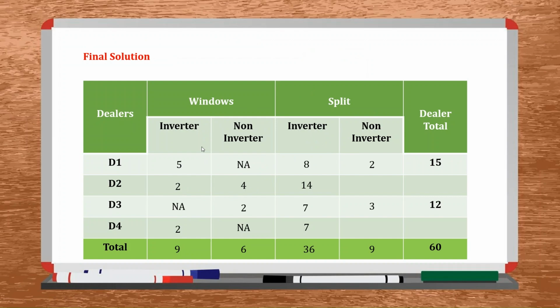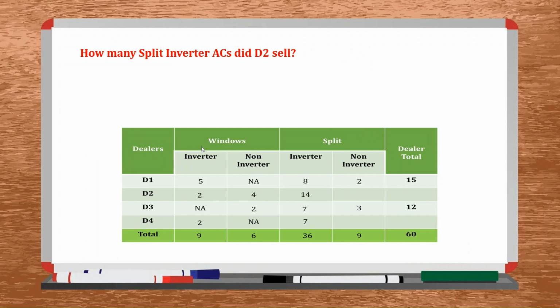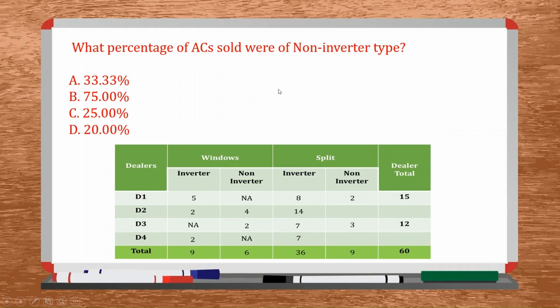Now let's look at the questions. How many split inverter ACs did D2 sell? Split inverter ACs for D2 is 14. Hence the answer is 14. What percentage of ACs sold were non-inverter type? So out of the 60 total, the non-inverter is 15, which is 25%. Hence the answer is option C.